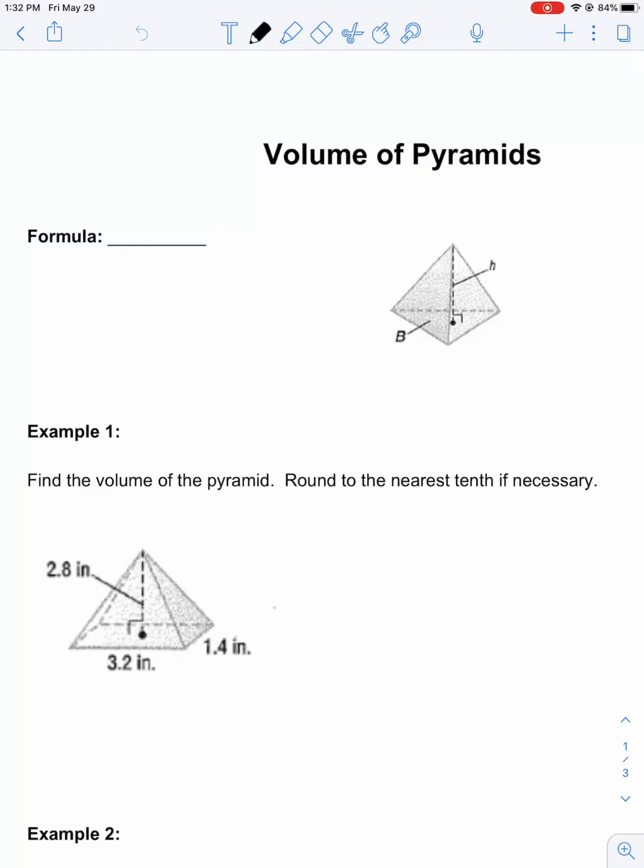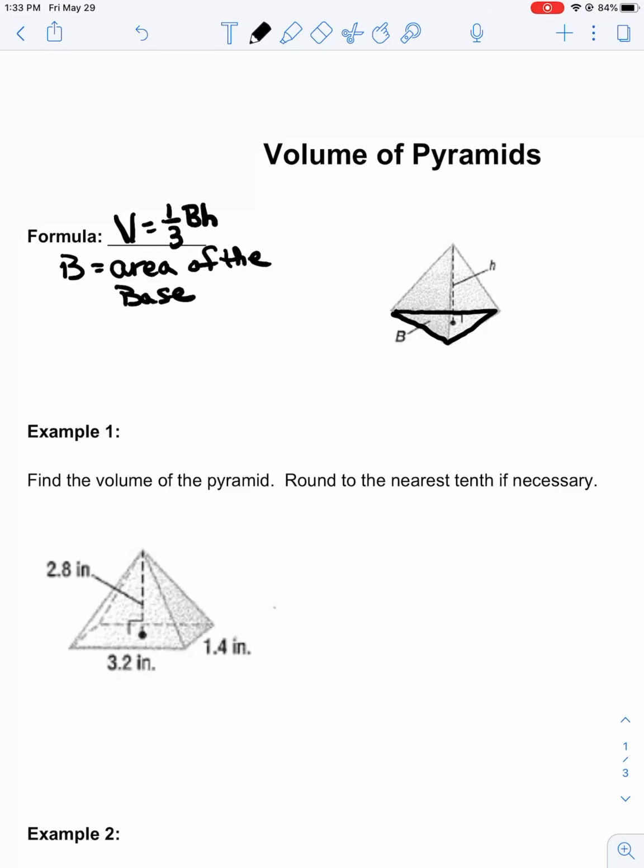Okay, this is volume of pyramids. So the formula for our pyramid is V equals 1/3 capital B H, where that capital B is the area of the base. Okay. So the first thing that we are going to do is there's 3 types of pyramids. There is a rectangular pyramid, a square pyramid, and a triangular pyramid. And that is all based on the base of that pyramid, which would be down in here.